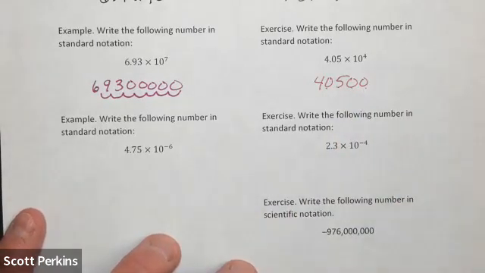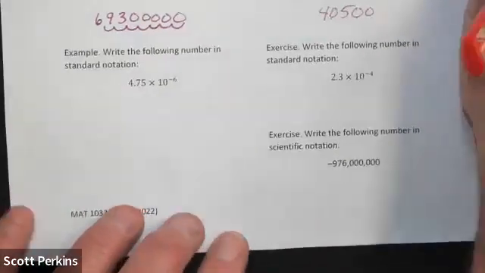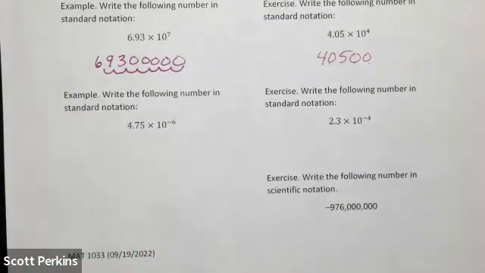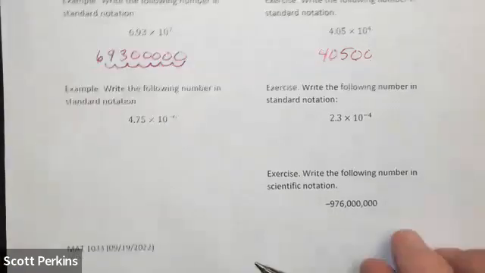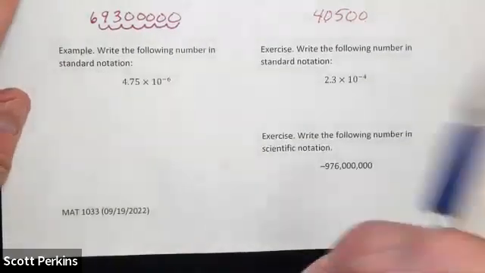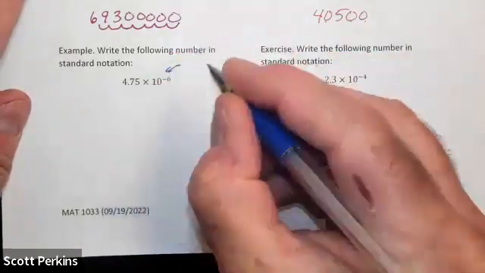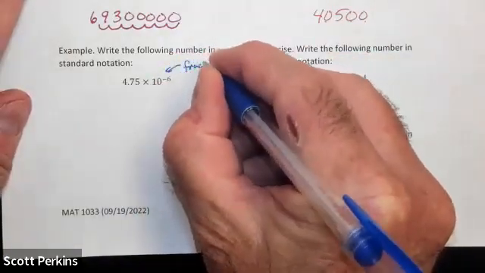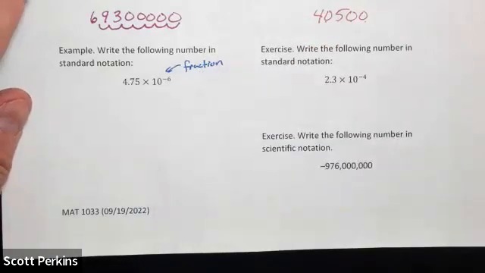All right, we're almost done. So if you have any questions, make sure to bring them up. Okay, so now we're just going to do the same thing, but this time with the fractional. So I've got 4.75 times 10 to the -6. Remember, whenever you see that negative, that means that you have a fraction. So it's going to be a small number. It's going to be a decimal.